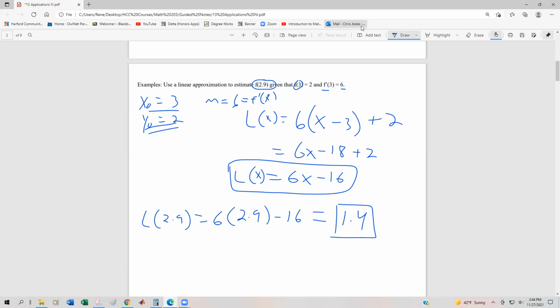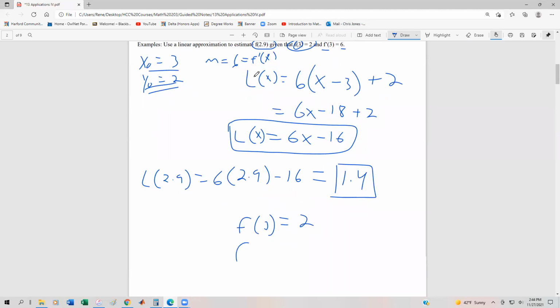And we don't know if that's necessarily a reasonable estimate, but we do know that f at 3 is 2. So we know that f at 3 is equal to 2. And so we would approximate that f at 2.9 is approximately 1.4 because that's our local linear approximation.